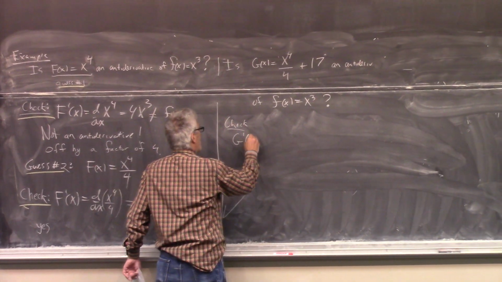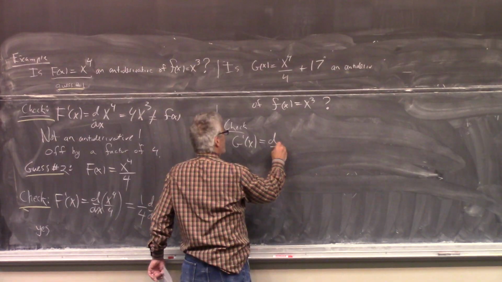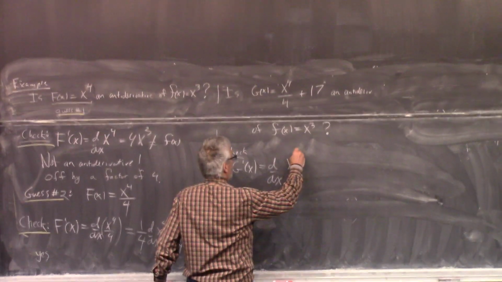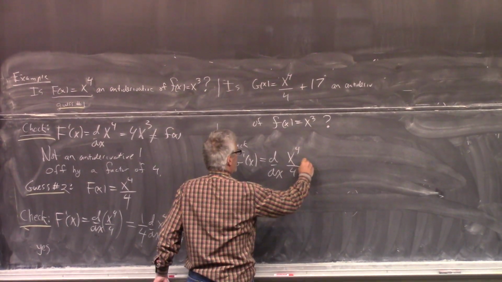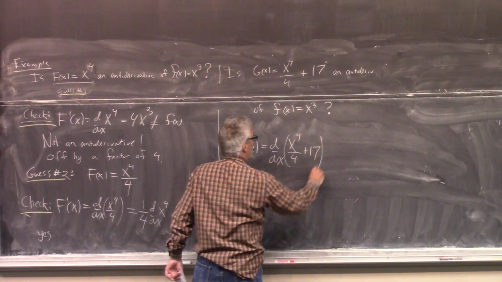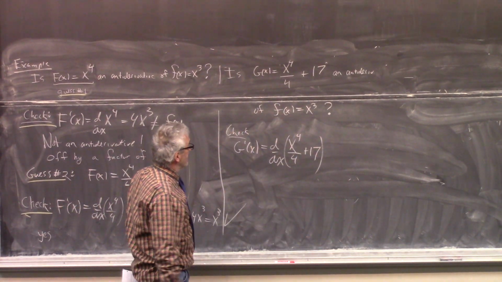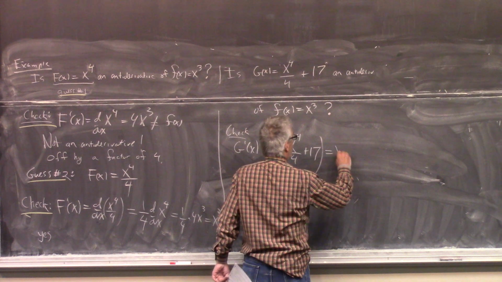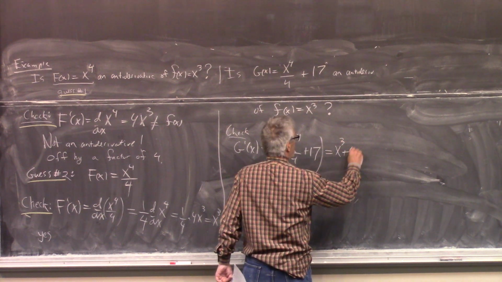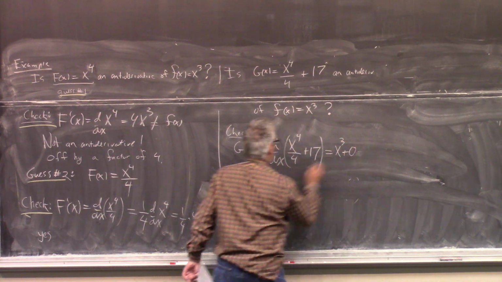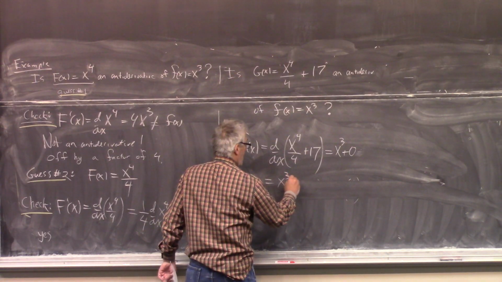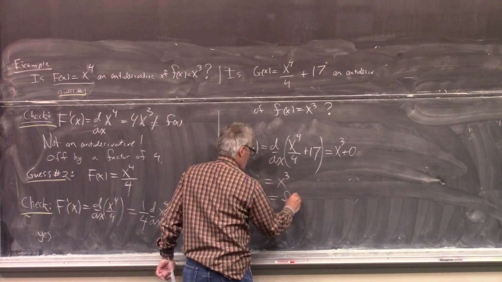Capital G prime is going to be the derivative of x to the 4th over 4 plus 17. Now I do these derivatives separately. I know what the first one is going to give me. It's going to give me x cubed. The second one is going to give me 0, so that's x cubed, and that's f of x. So yes.